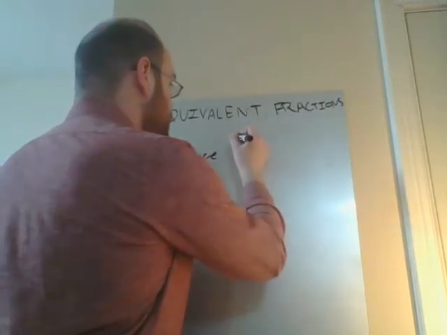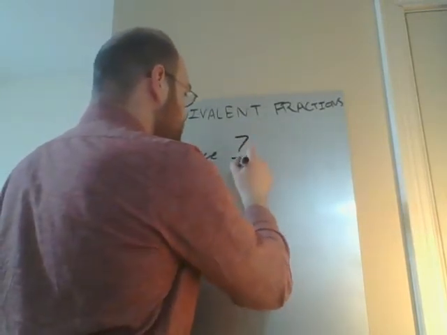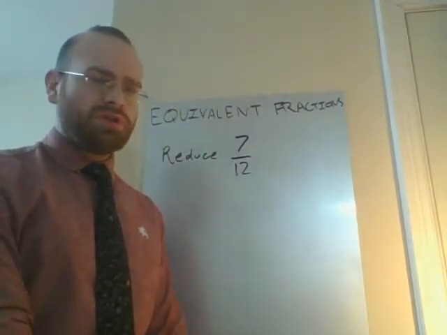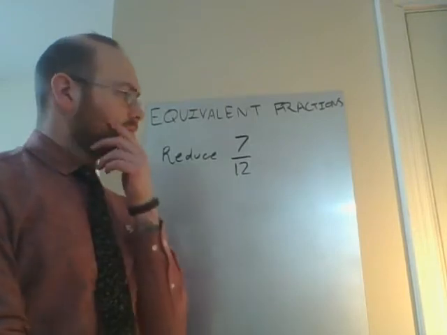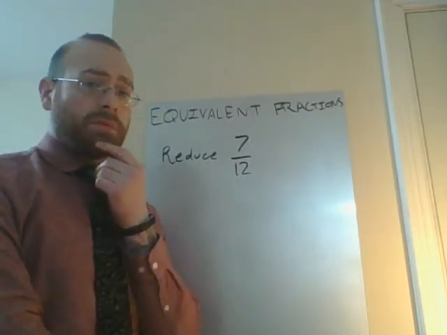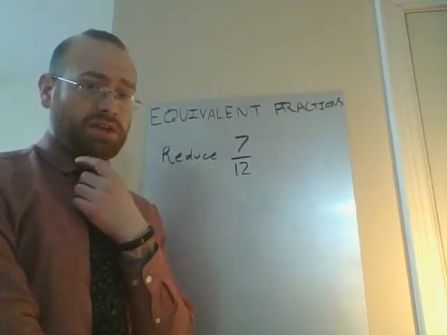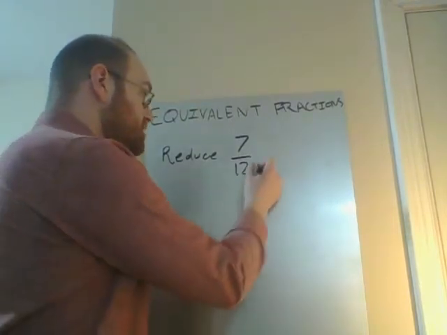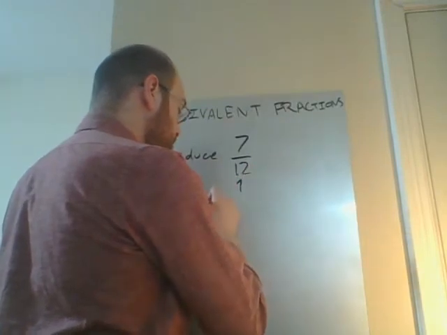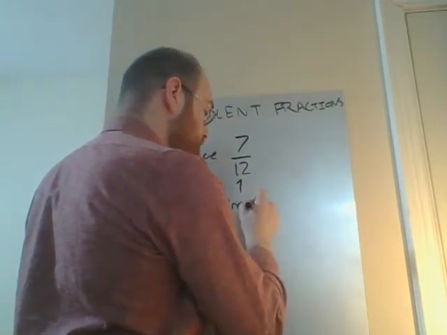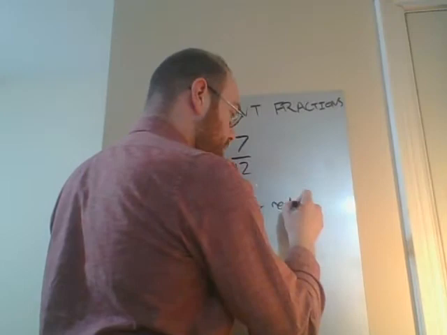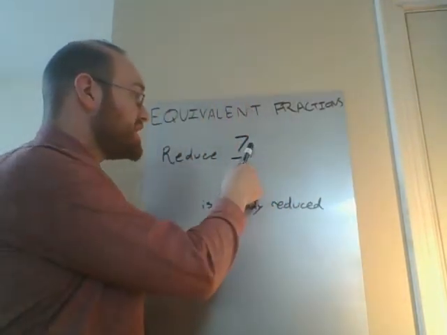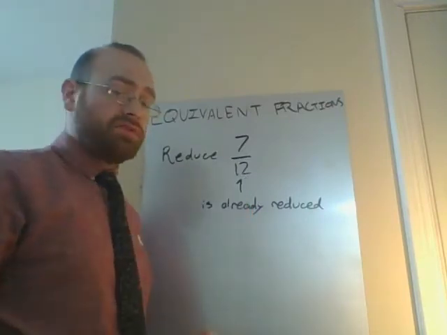Let's try another one. How about we reduce 7/12? Why don't you think about this one for a moment? Is there a number that can divide both 7 and 12? No, there isn't. So this fraction is already reduced because there is no number that can divide both 7 and 12.